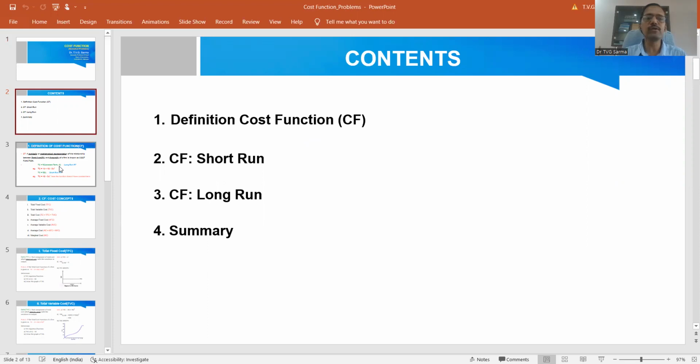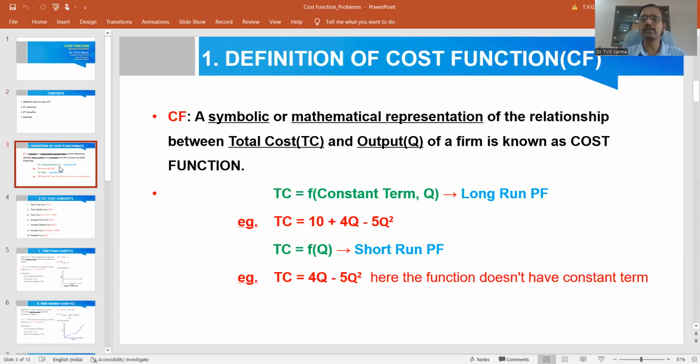So let me start with the definition of a cost function. A cost function is a symbolic or mathematical representation of the relationship between the total cost and output of a firm. In any organization, we have data relating to the total cost and data relating to the variation in output. As output changes, the total cost also changes. This relationship between total cost and output is mathematically or symbolically represented with the help of a cost function.